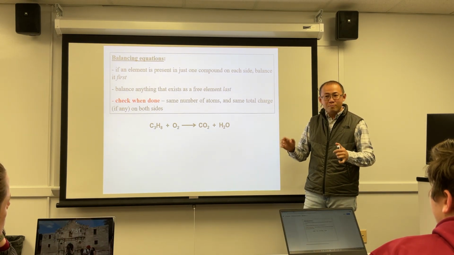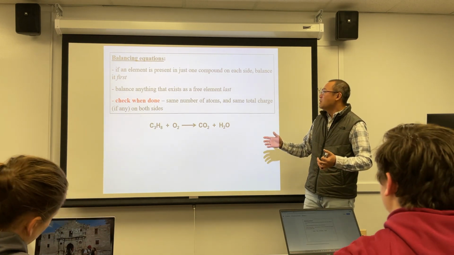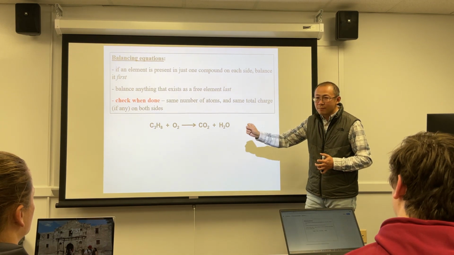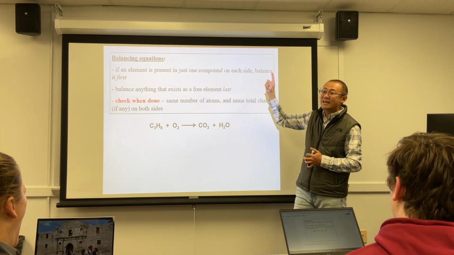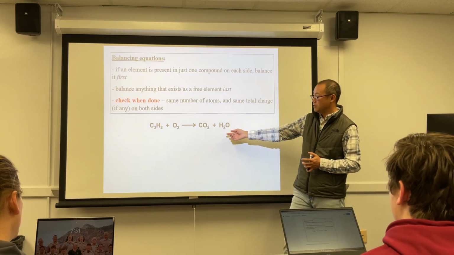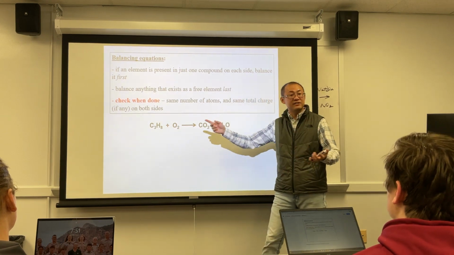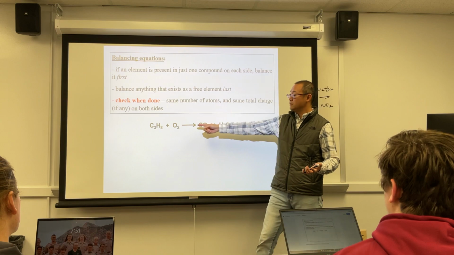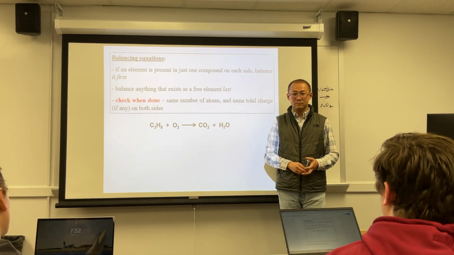But to make things easier, or to have less confusion in the end, we usually start with an element that is present in just one compound on each side. For example, carbon. Carbon is present in one compound on each side. Or hydrogen, also in one compound on each side. So how do we do that?